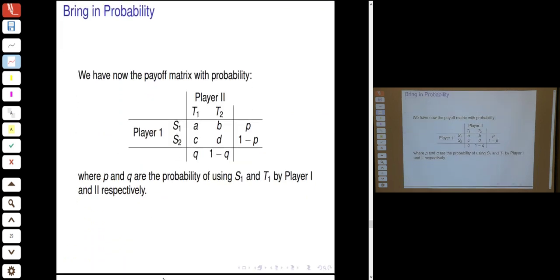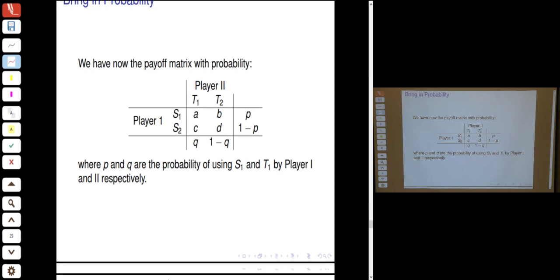Since we are looking at mixed strategies, we have to bring in probability. First, player 1 chooses strategy 1 or strategy 2 with probability P and 1 minus P respectively. Similarly, player 2 chooses strategy 1 or strategy 2 with probabilities Q and 1 minus Q respectively. And now the question is, what mixing parameters P and Q do they choose? The question boils down to the optimal choice of the parameters P and Q.